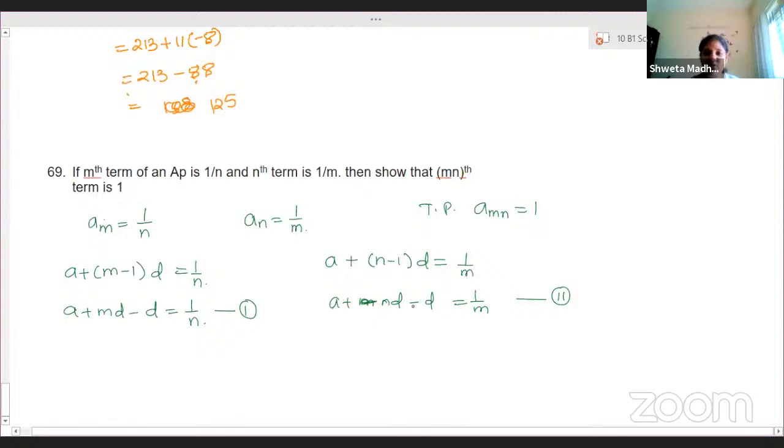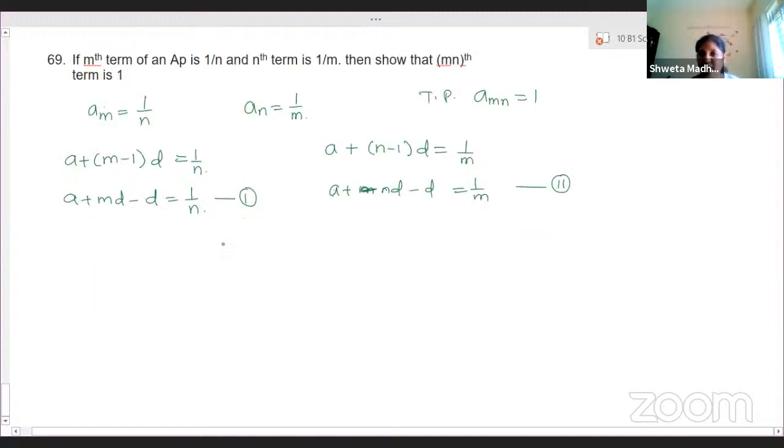Now these are two linear equations, so the variables are A and D. A has the same coefficients, so directly we can subtract to eliminate A. Elimination method we have to use. A plus mD minus D is equal to 1 by n, and A plus nD minus D is equal to 1 by m. So we subtract to eliminate the variable. Minus minus plus minus. A minus A cancelled. Minus D plus D cancelled. Right? So mD minus nD.